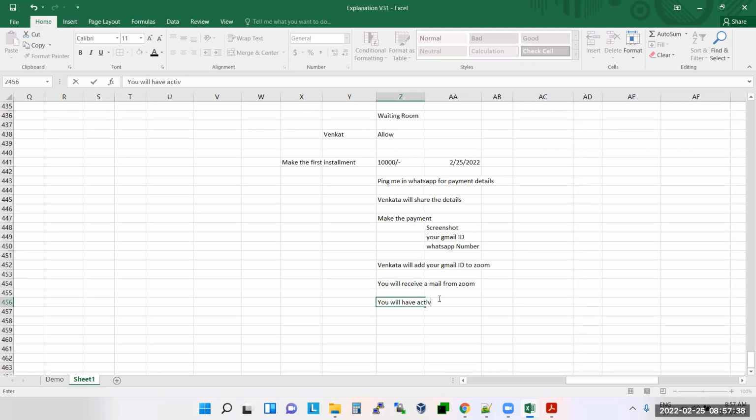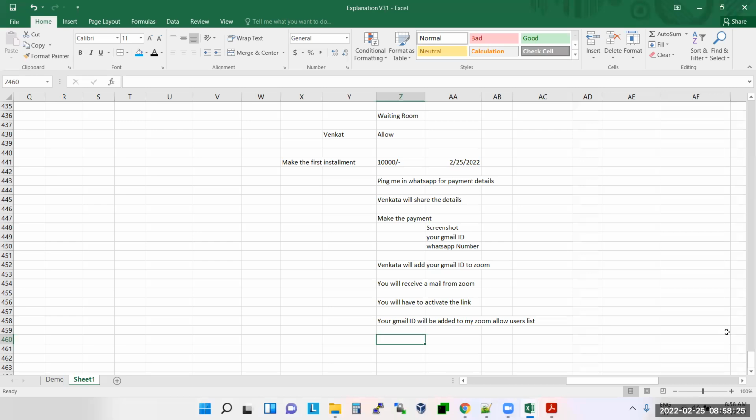You will have to activate the link. Okay, so this is the process. Once you make the payment and share the screenshot, Gmail ID, and WhatsApp number, I will add this Gmail ID to my Zoom account. When I add your ID, Zoom will send an activation link to your mail. Using this activation link, you will have to activate. Once activated, your Gmail ID will be added to my Zoom users list.